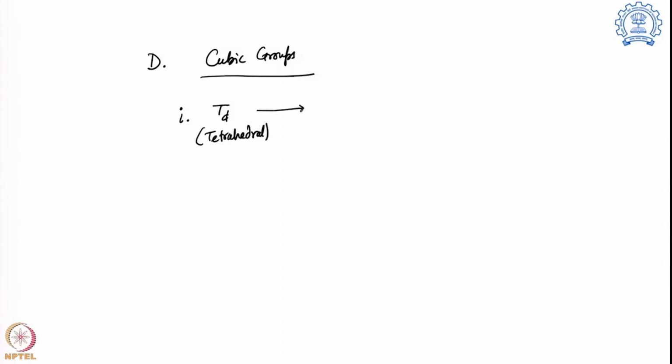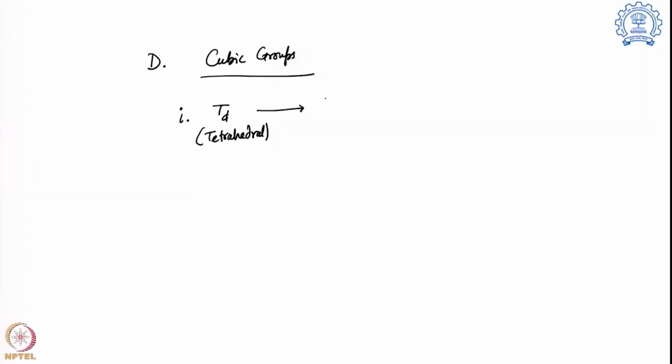A point group is known as a high symmetric system when you have a huge number of symmetry elements present over there. The more the number of symmetry elements present in a molecule or a point group, the more symmetric it is. So, tetrahedral is one such group. So, let us take a look at what symmetry elements are present over there.